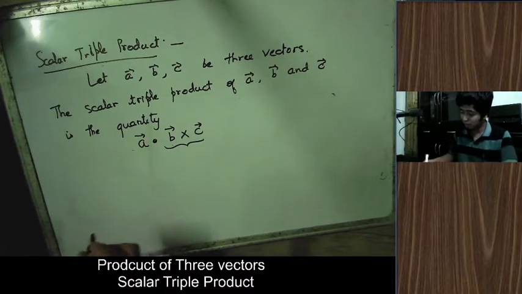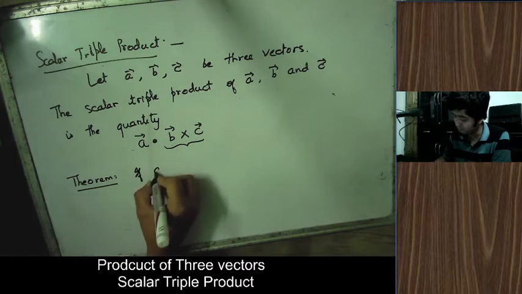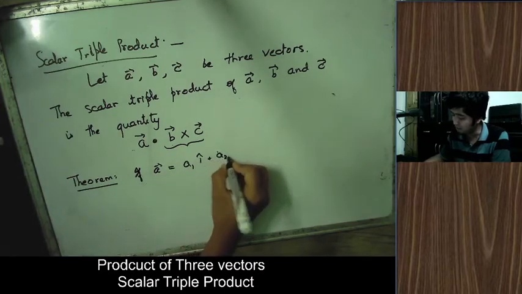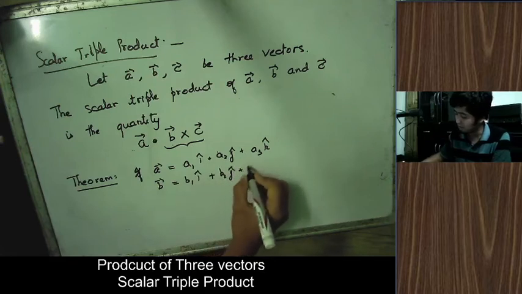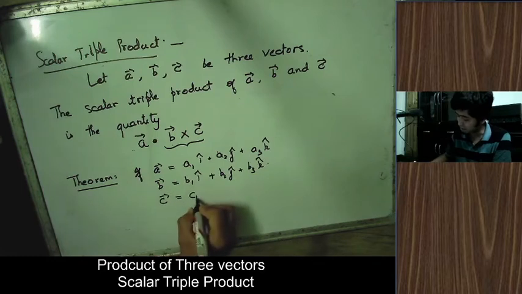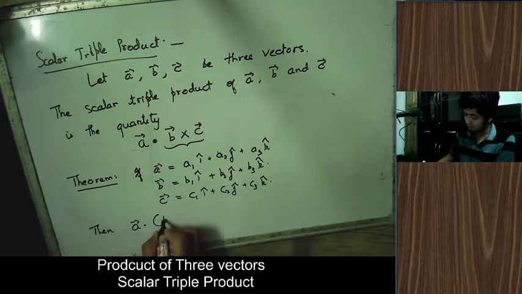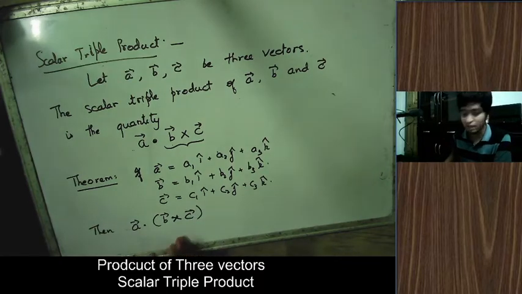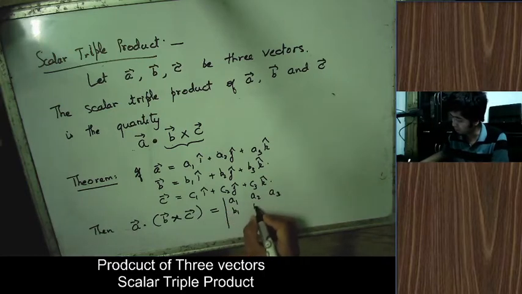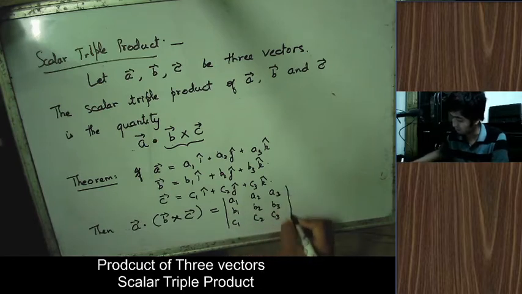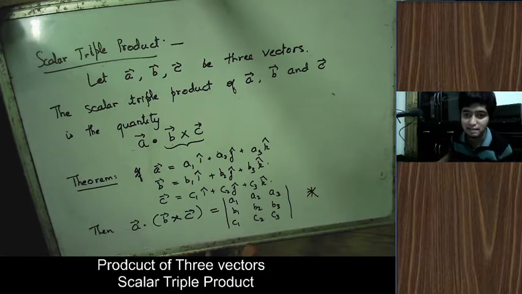Okay, so now let us see one very important theorem. This one will be used: if A equals A1 i plus A2 j plus A3 k, B equals B1 i plus B2 j plus B3 k, and C equals C1 i plus C2 j plus C3 k, then A dot B cross C is just the determinant with rows A1, A2, A3; B1, B2, B3; C1, C2, C3. It looks very complicated, but we can actually use this formula. Try to remember it. It is very important. We will have to use this one in so many exercises.